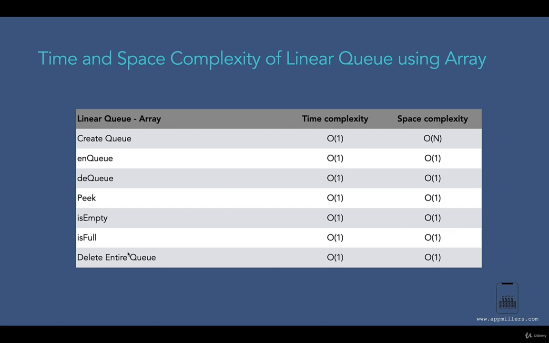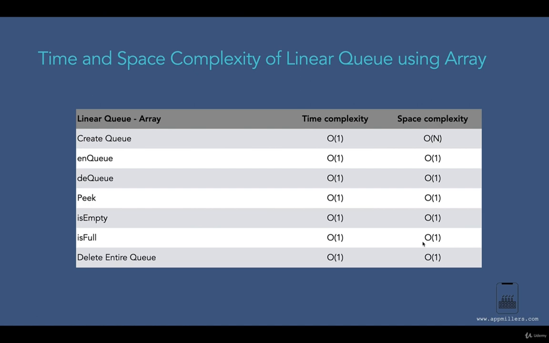Now when we are deleting the entire queue, in case of linear queue using array, we are just setting the array to null. So it will take O(1) time complexity. When we are setting the array to null, we are not doing any space consuming operation, so this one also will take O(1) space complexity.